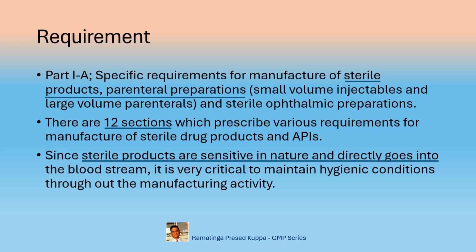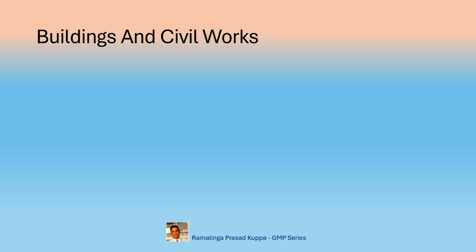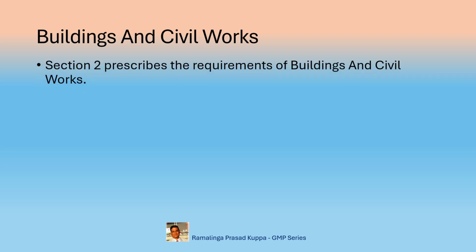Since sterile products are sensitive in nature and directly go into the bloodstream, it is very critical to maintain hygienic conditions throughout the manufacturing activity. Obviously, hygienic conditions should be maintained for manufacture of all such products to avoid contamination from microorganisms. Buildings and civil works. Section 2 prescribes the requirements of buildings and civil works. This is the first and foremost focus. The buildings and civil works should be able to support a clean and insect-free, microorganism-free environment. The design should be in such a way to have restricted entries into the sterile areas.